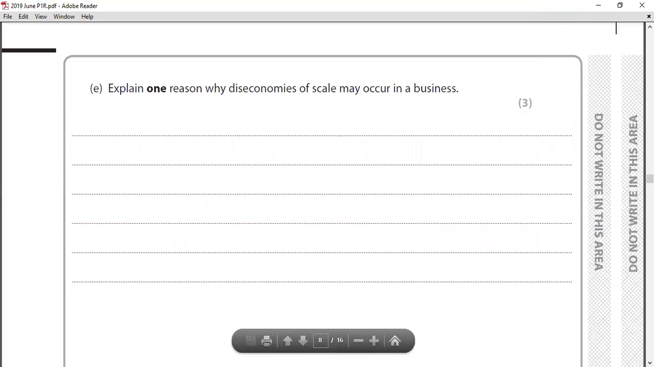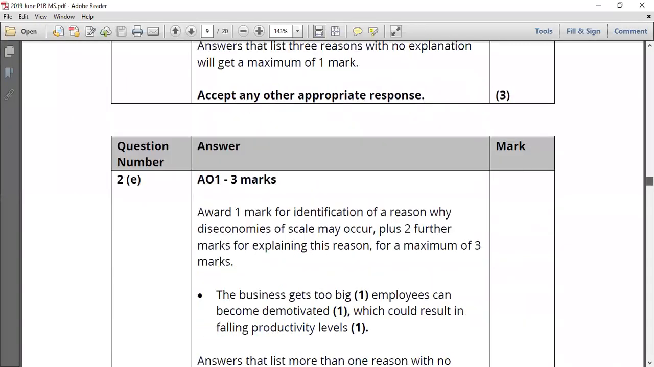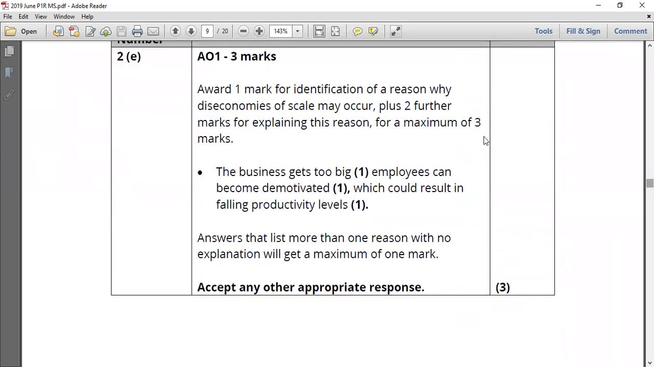So let's go to question number 2 mark scheme. They say one reason for diseconomies of scale: the business gets too big, employees can become demotivated, which could result in falling productivity levels. That's how I explain it. The main reason for diseconomies of scale is too much expansion. So the business gets too big, and as a result employees can become demotivated. You can also say communication becomes difficult, so they are demotivated because of the lack of relationship with superior management, and that could result in falling productivity levels.